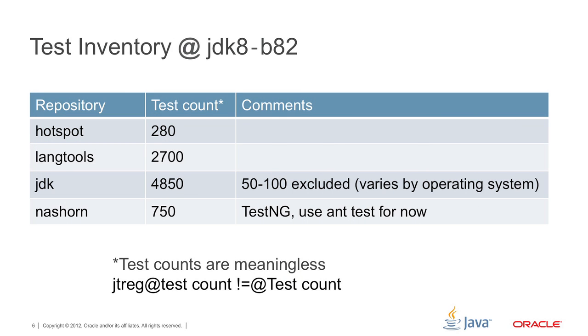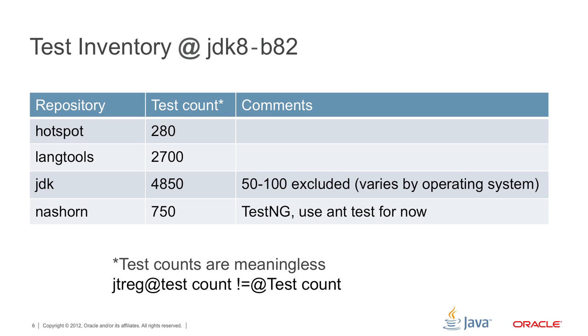Here's a quick test inventory just to give folks an idea of what tests we have in terms of numbers. This snapshot is based on JDK 8 build 82. At the time of this recording, we're up to build 88, so the test numbers have moved on a bit since then, but it gives you a good snapshot of where we were at this particular point in time. In the hotspot repository, for this particular build, there are 280 tests. In the LangTools repositories, 2,700. JDK repository, 4,850, with a comment to point out that there are 50 to 100 excluded tests. I'll talk about what excluded tests are later on in the slides.